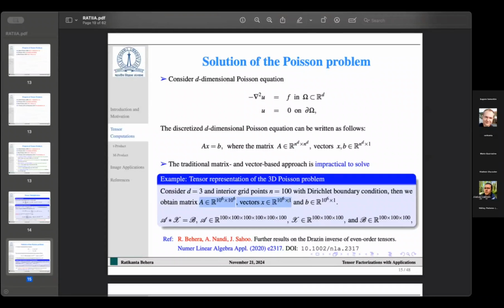However, in the Einstein product, we can write Ax equal to B, where A is a sixth order tensor. For a particular case, A is 10 to the power 6 cross 10 to the power 6, and x we can write in this way, and b in this way, then we can easily solve it. So this is one particular application. Those who are interested to know about this can go through this paper.